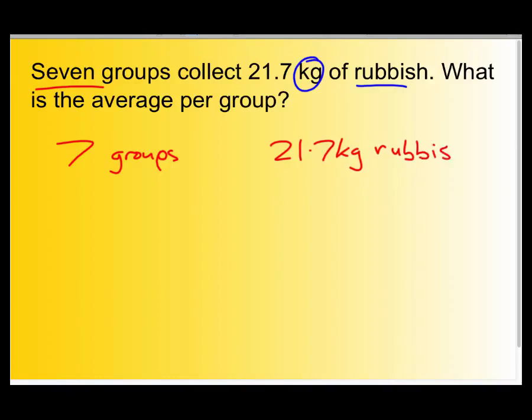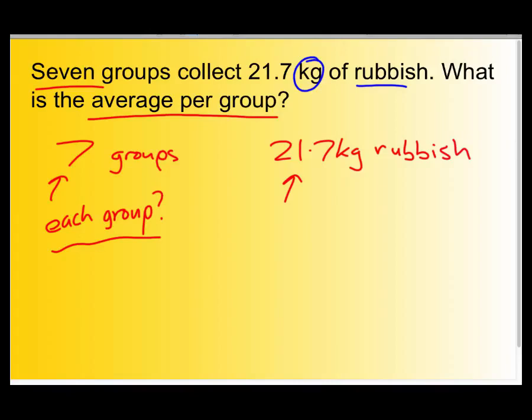And it's also asking you what's the average amount per group that they collected. So it's like saying you've got 7 groups, but all the groups together collected 21.7. So how much did each group collect really? It's asking you how much did each group collect. The average number. So it's really asking you to divide 21.7, which is the kilograms of rubbish, by the 7 groups.